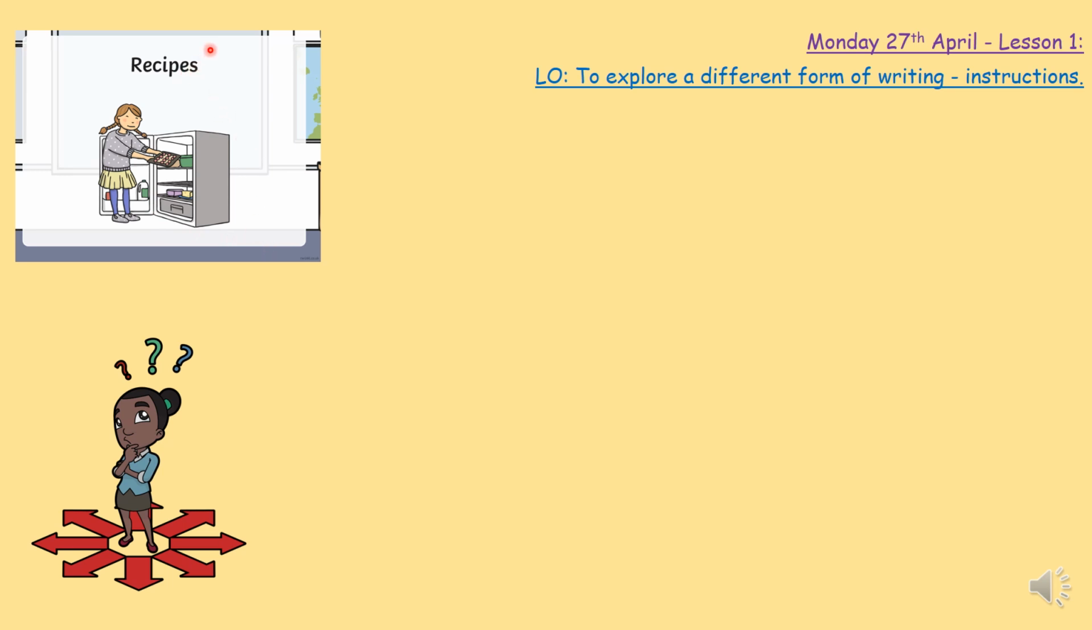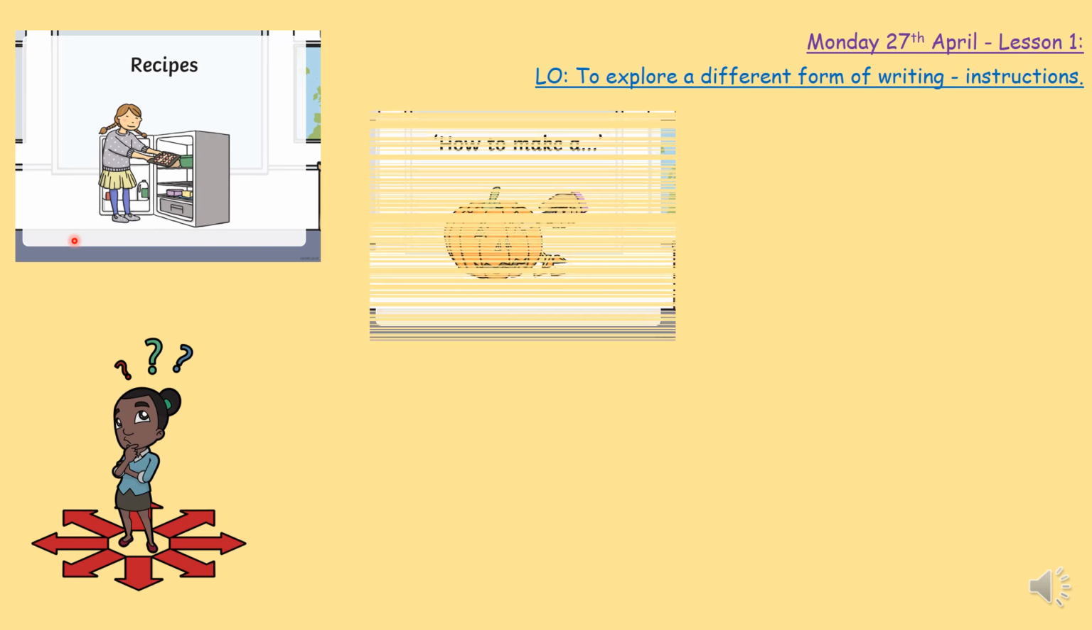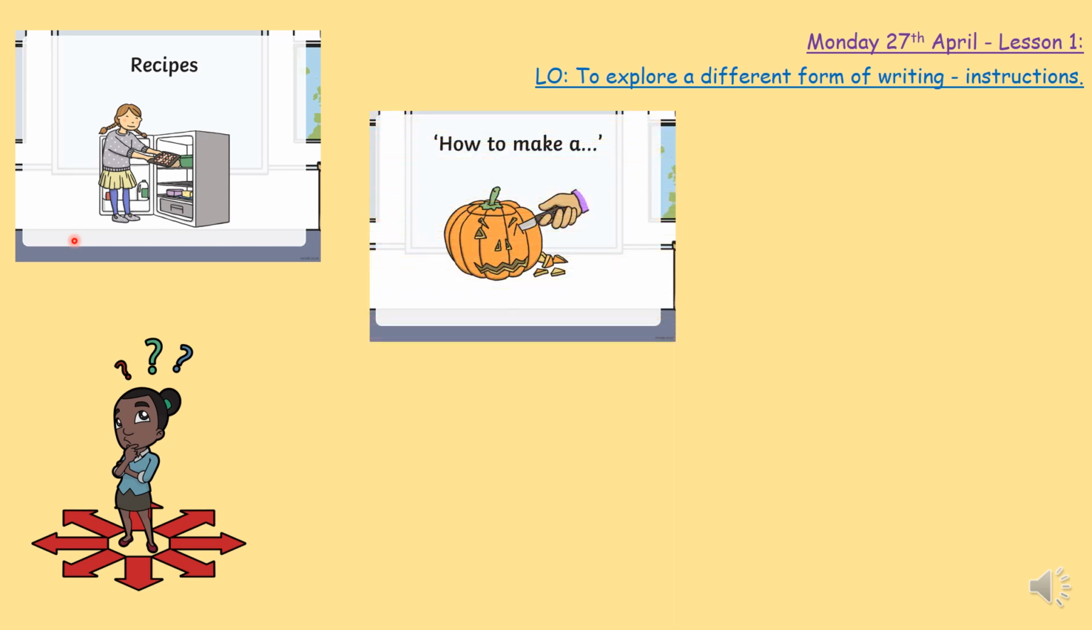One example is a recipe. Okay, and we use recipes to help us cook a meal or make a cake. So that is called a recipe. Another example of a set of instructions is when we have something to tell us how to make something else. So when we do our crafts or when we're carving a pumpkin, we might find a set of instructions online or on a piece of paper telling us how to do it.